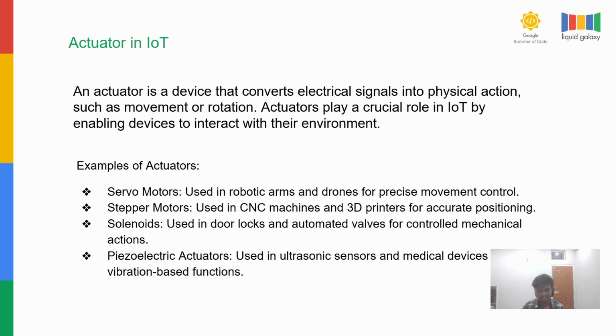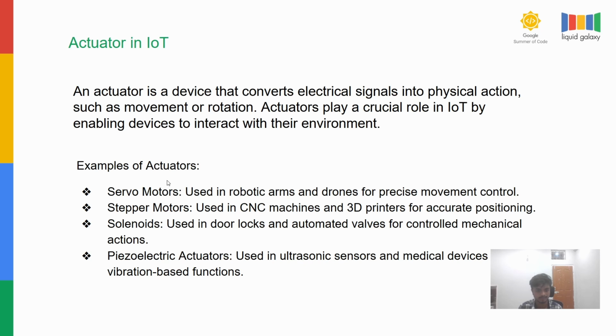Now, actuators are, let's say, the components that work on the detected data. Like, let's talk about a sprinkler system. There is a DHT11 sensor which senses the temperature of the room. If the temperature goes beyond a certain threshold, it would tell the actuator to turn on the sprinklers. So this is how the whole process works.